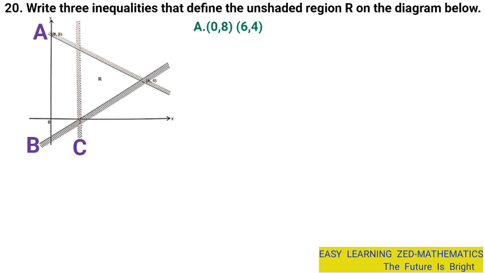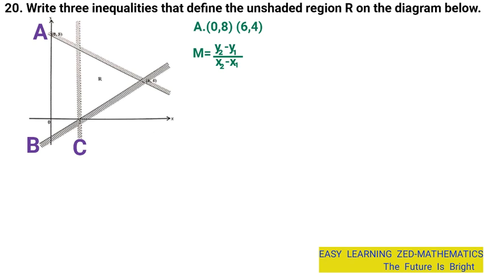Okay, so what I'm going to do next now, I'm going to find the gradient of that line. So what I will do is I'm going to write the formula for finding gradient, which is m equals y2 minus y1 over x2 minus x1. Then I'm going to identify numbers that stand for y2, y1, x2, and x1.